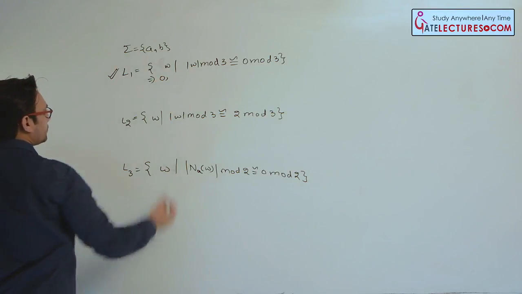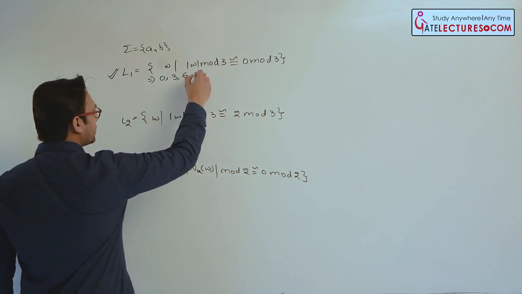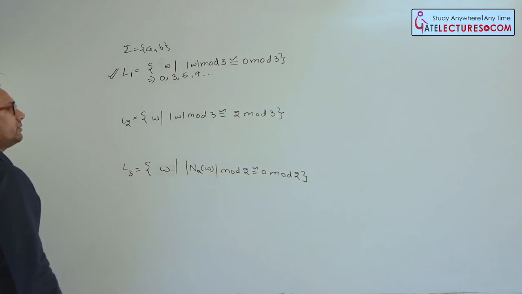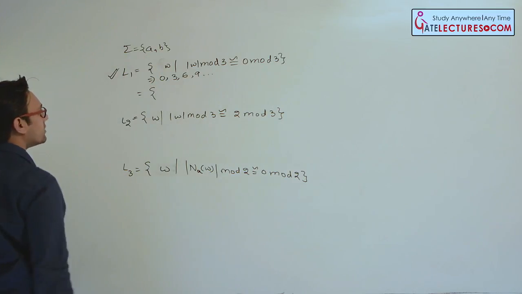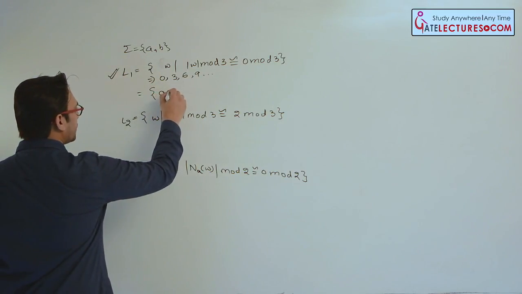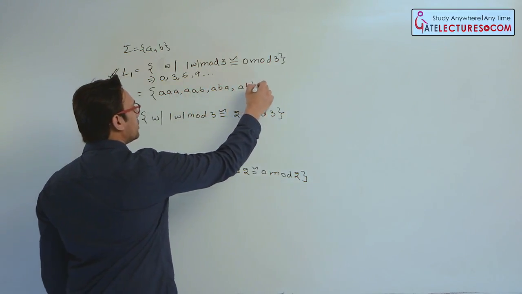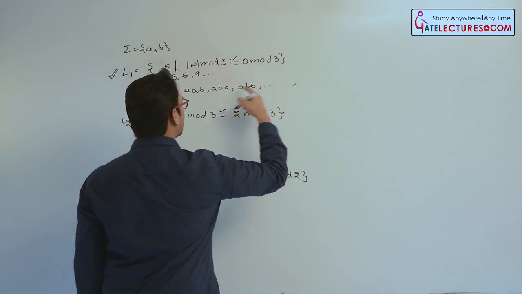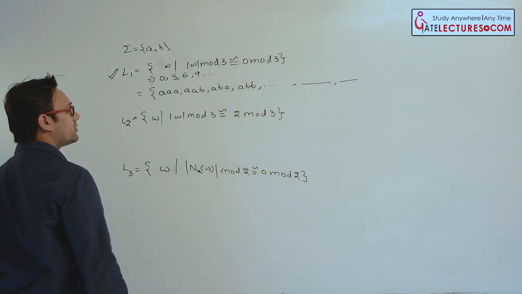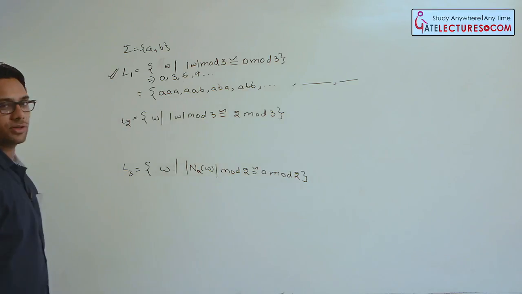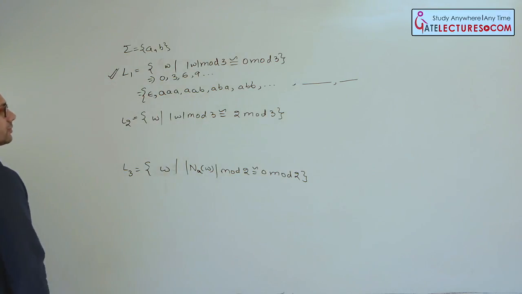It will contain length 0, length 3, length 6, length 9, and so on. That means all the multiples of 3. So what are the strings which will be present here? What are the strings of length 3 in this case? Strings of length 3 will be AAA, AAB, ABA, ABB, and so on. Then it will contain strings of length 6, strings of length 9, and so on. And it will also contain strings of length 0. That means it will also contain epsilon.